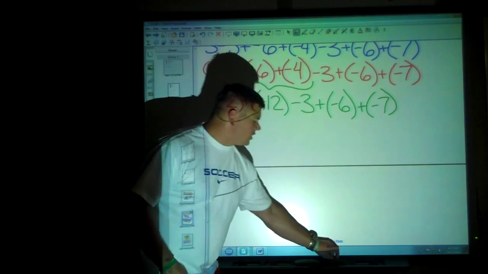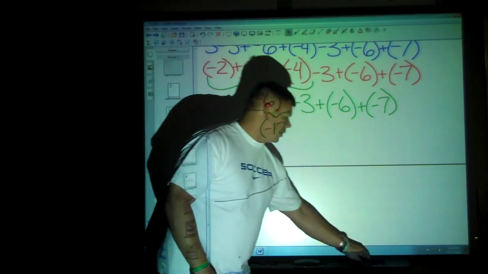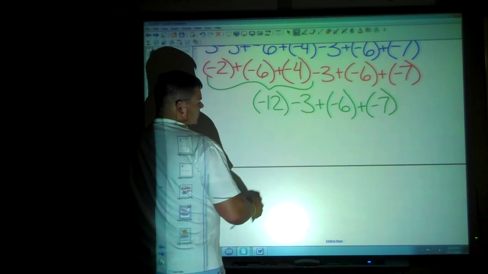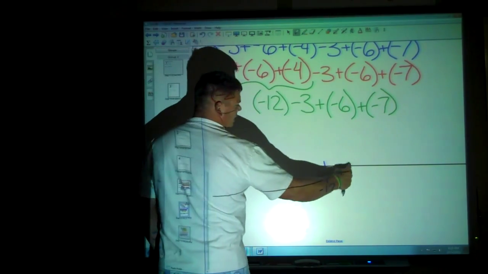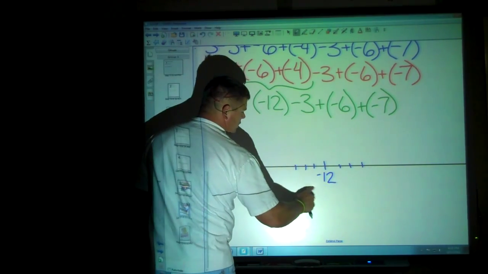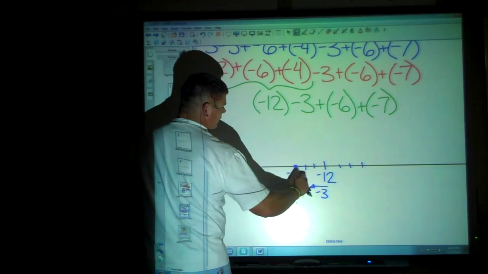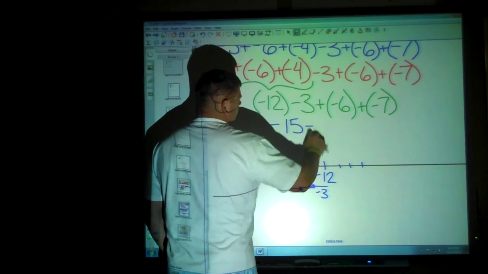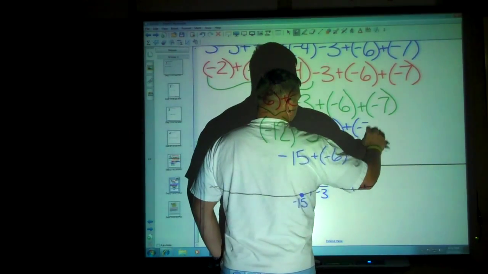Now, if I didn't have this subtraction problem right here, I could do everything in any order I want to because of the commutative property. But unfortunately, I got to keep going from left to right. Now, if I'm at negative 12, if you thought about this as a number line and right here was negative 12, subtracting 3 can't make me go this way. Subtracting 3 has to make me go to the left. This is minus 3. So I would actually be right here at negative 15. So negative 12 minus 3 is negative 15 plus negative 6 plus negative 7.